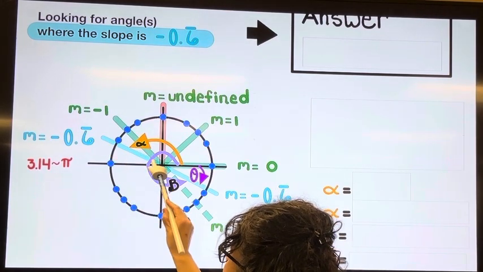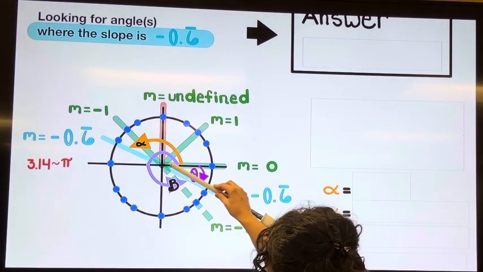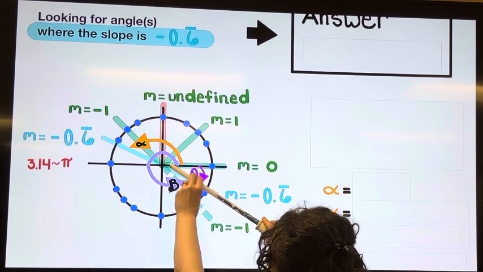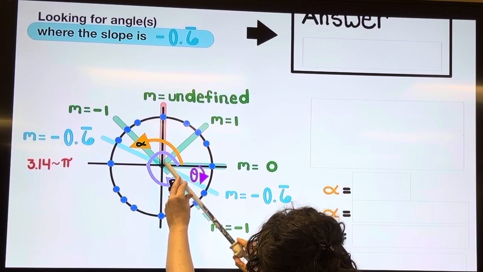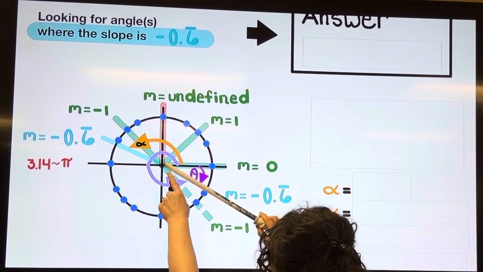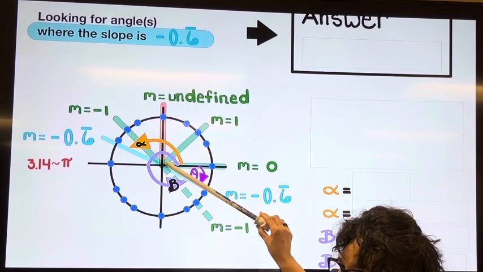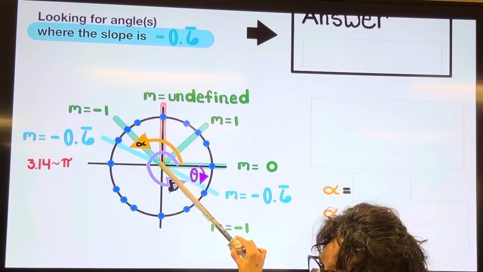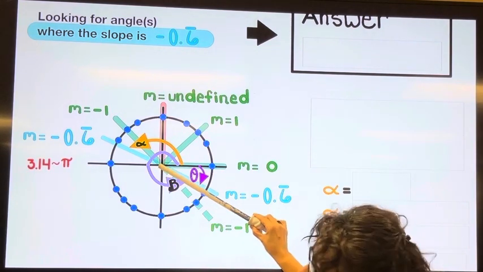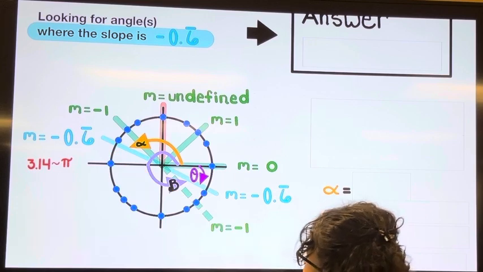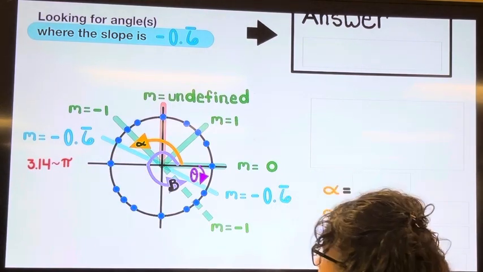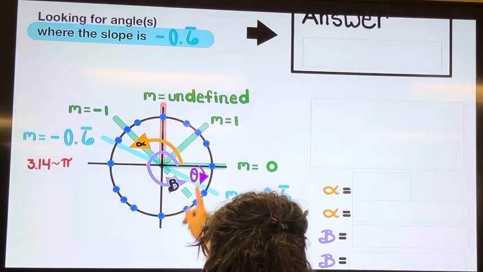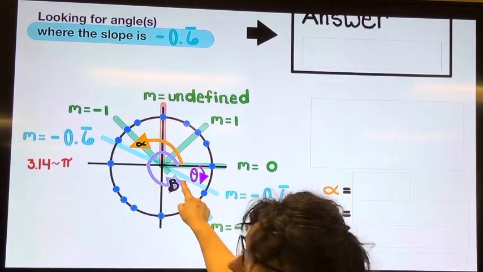Now if you extend this one out, this line right here also has a slope. It's going downhill. Right here, this is a slope of -1. Less steep is here. So this is another place where the slope is -0.6 repeating. This was -1, less steep, -0.6. So these are my two approximations. So ultimately my final answer is going to be, what is this angle alpha? And also, what is this angle beta?